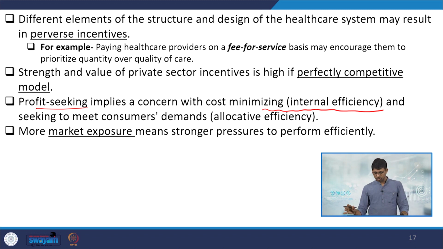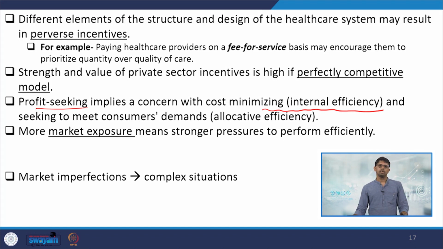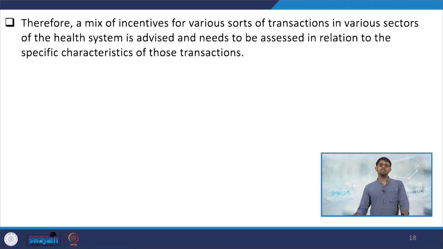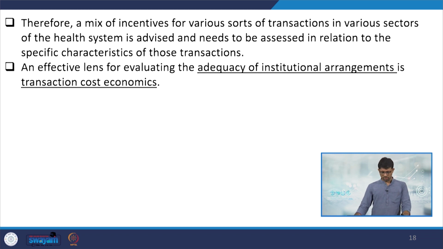So, more market exposure, as we already said, will be more rewarding in terms of better valuation or efficiency. However, market imperfection leads to more complex situations, as we know that if a competitive structure is there, it is always good to be efficient, whereas in imperfection the incentive structures are considered to be very complex. A mix of incentives for various sorts of transactions in various sectors of the health system is advised and needs to be assessed in relation to the specific characteristics of those transactions.